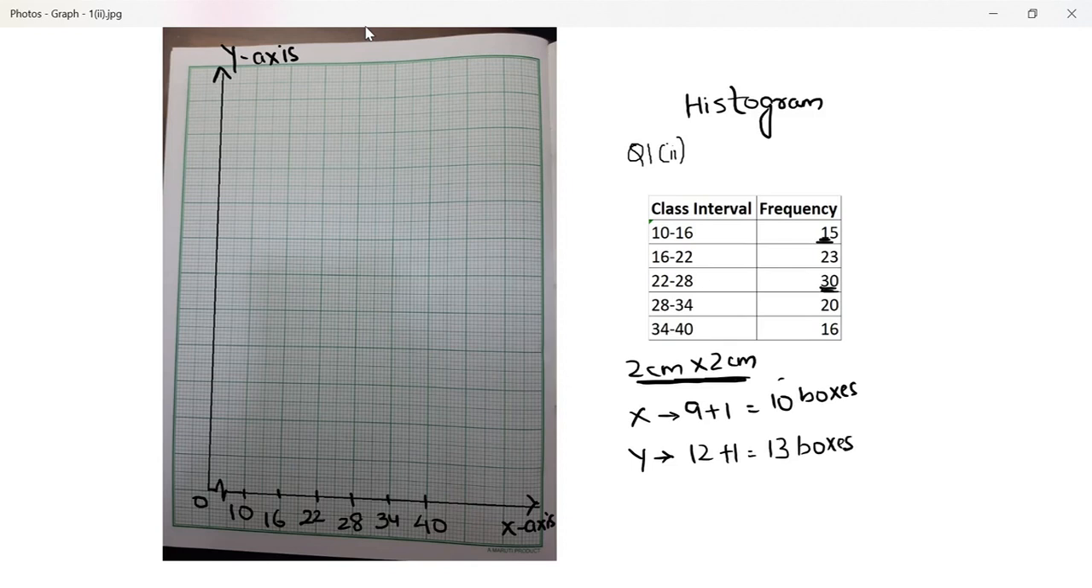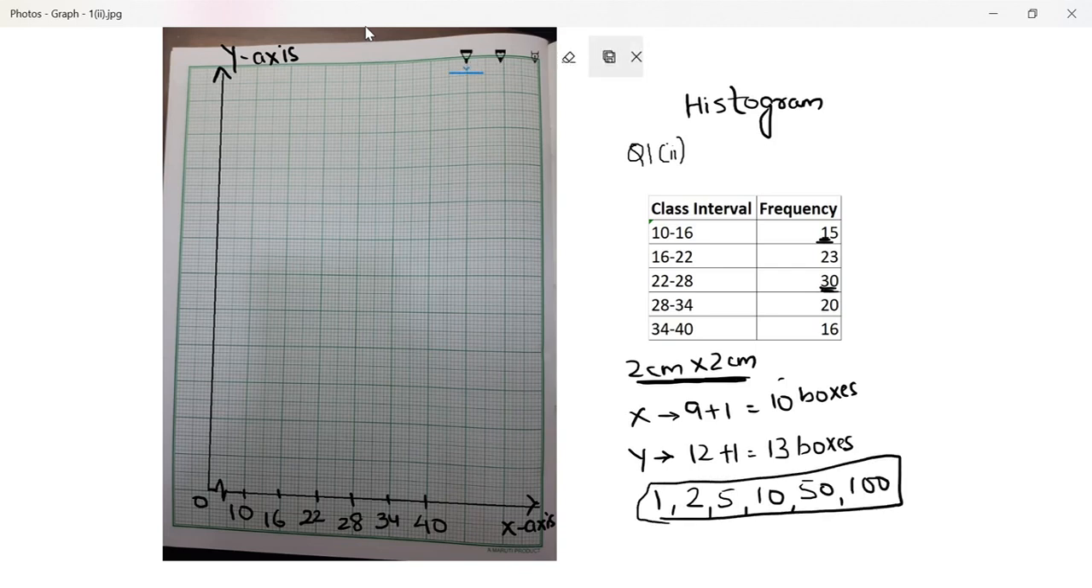I would advise you to use on the y-axis 1, 2, 5, 10, 50, 100, depending on the data. What does it mean? Each unit should be either 1 or 2 or 5 or 10 or 50. Why is this? Because plotting becomes easier. Between each block, you will notice there are thin lines. How many thin lines are there? In this case, there are 10 thin lines, which means you will need to figure out where it is.